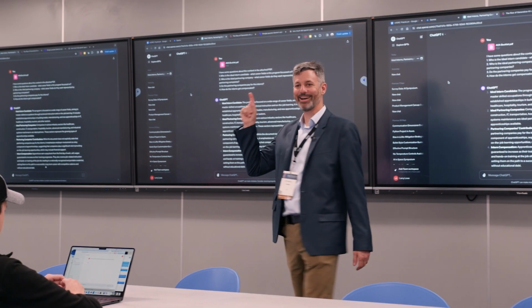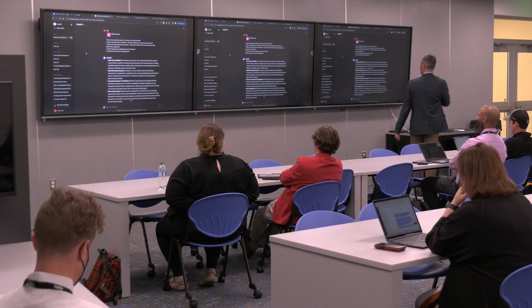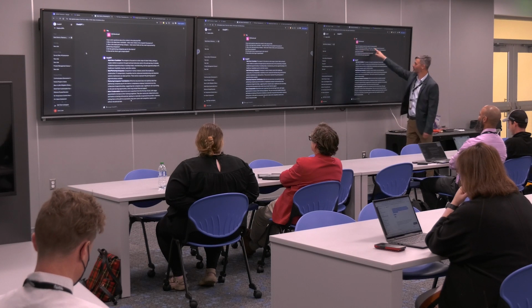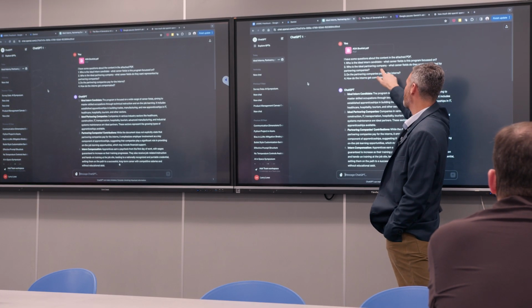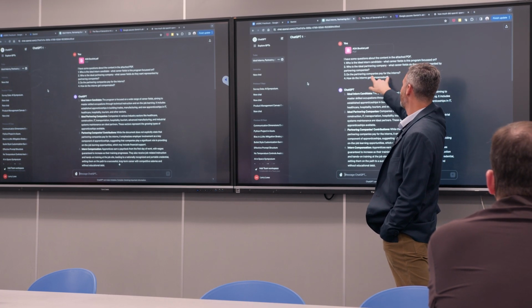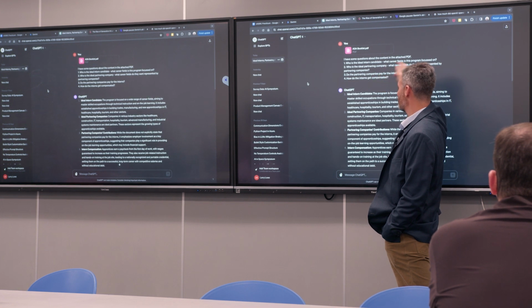And I was like, I know who can help me out. So I loaded it into OpenAI, and it says, I have some questions about the content of this attached PDF. Who's the ideal intern candidate? What career fields are they focused on? Who's the ideal partnering company? What career fields are they looking on? Do we have to pay for the intern, or is the money coming from the state?